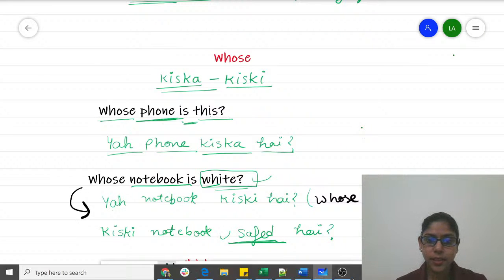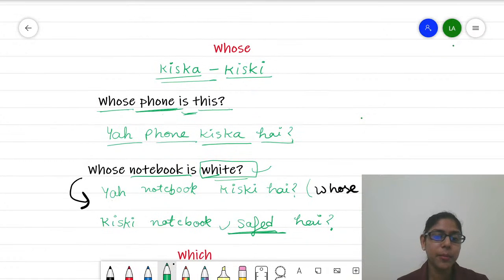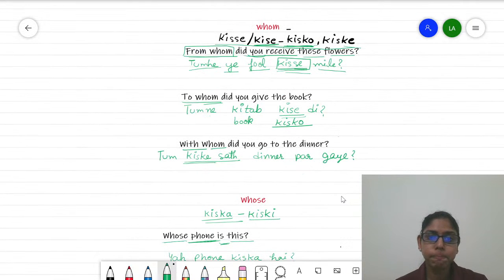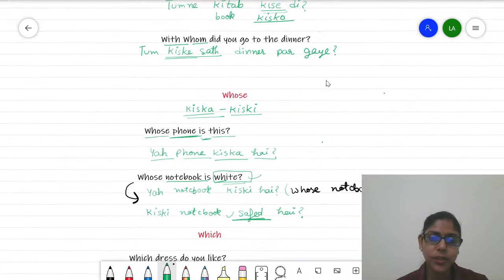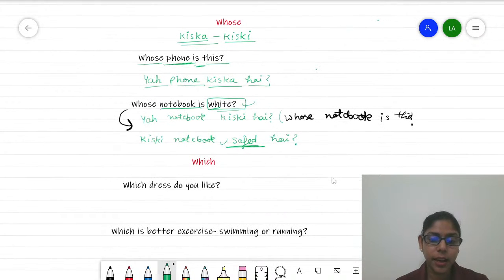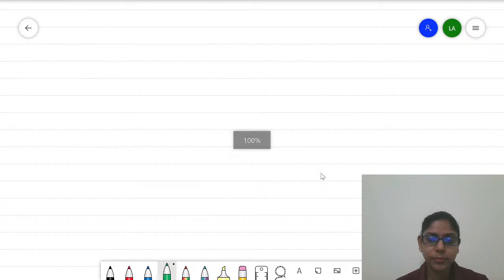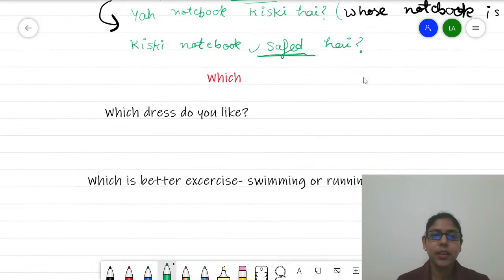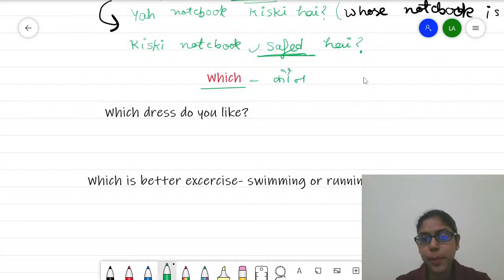So now let's go to the next word. Please let me know in the comment section if you have any other examples in mind with the word whom or whose, whatever we have discussed already. So I can explain even that one. So next word we'll take, which. Which means कौन सी or कौन सा. Again depends on the gender of the thing which we are talking about. कौन सी, कौन सा.